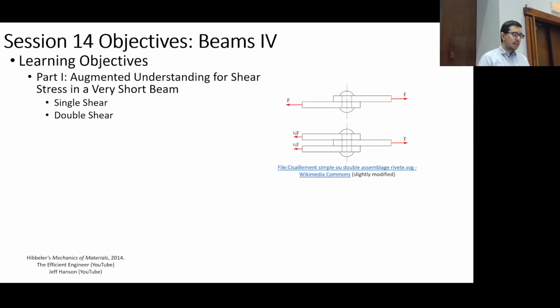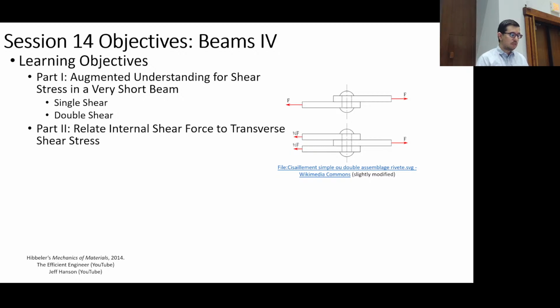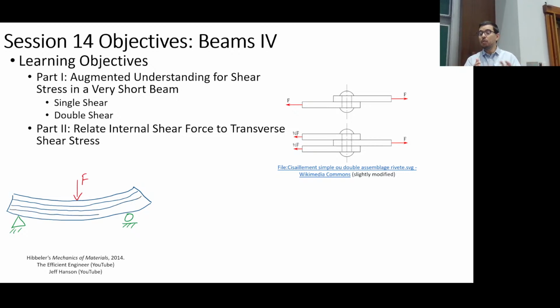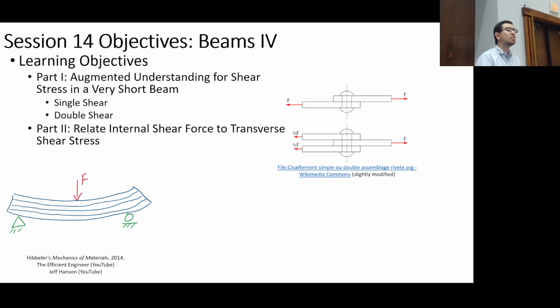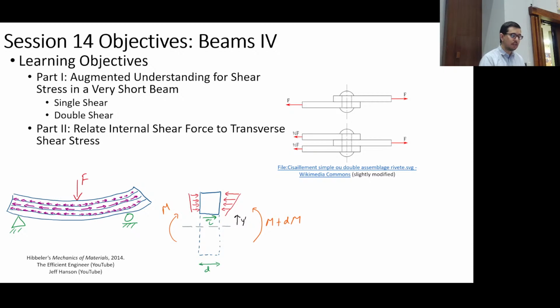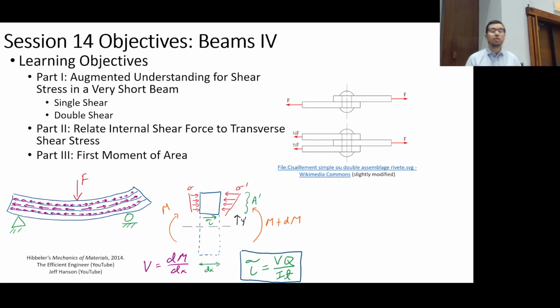And then we're going to move to beams and look at what the internal shear force might be as a function of location. And you already know how to do that. And then we're going to relate that to the transverse shear stress. And the final thing we'll talk about, and these are foreshadowing figures, you'll understand these things by the end of today, is the first moment of area.